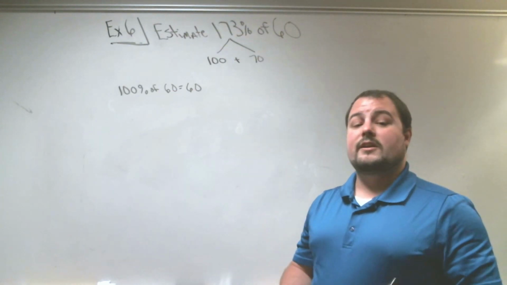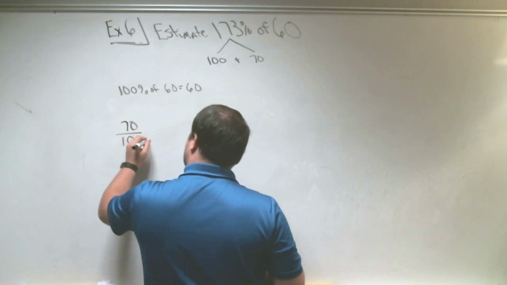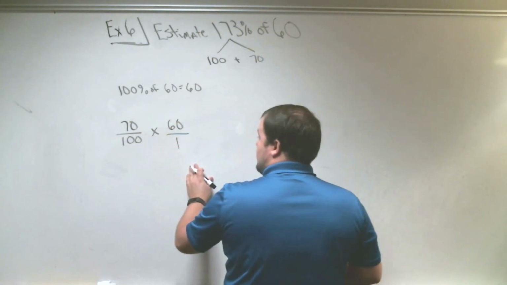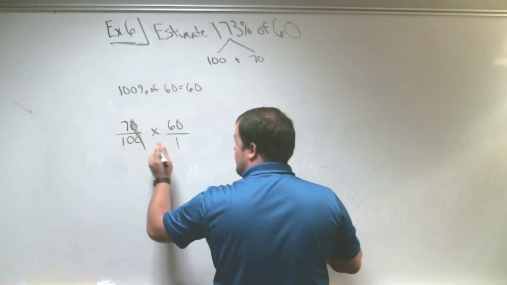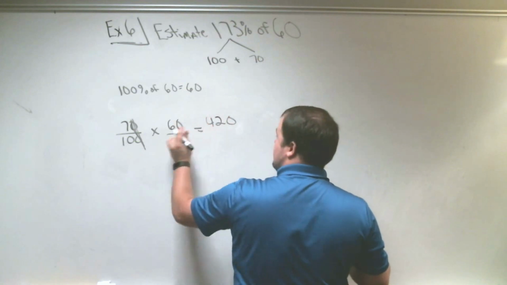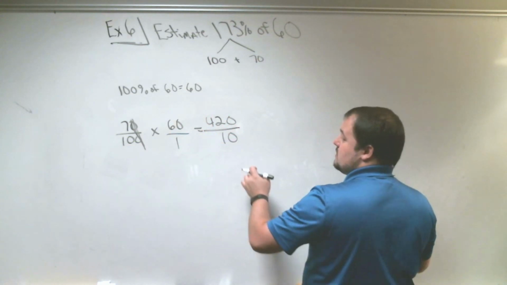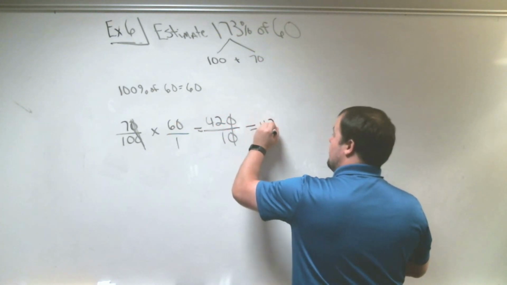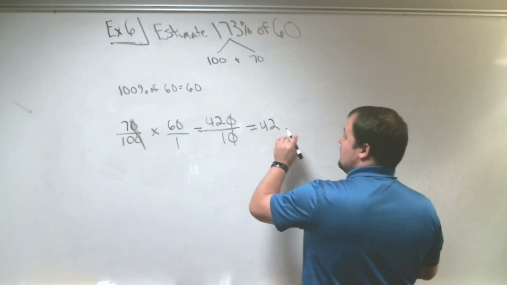So the only thing we've really had to figure out is what's 70%, which is 70 out of 100 of 60. And we put 60 over 1. Again, since I have 0 on top and bottom, I can cancel that part out. 7 times 6 is 42, add a 0. 10 times 1 is 10. And now, since I have 0 on top and bottom at the very end, go ahead and cancel that out. 42 divided by 1 is 42. So I know that 70% is 42.